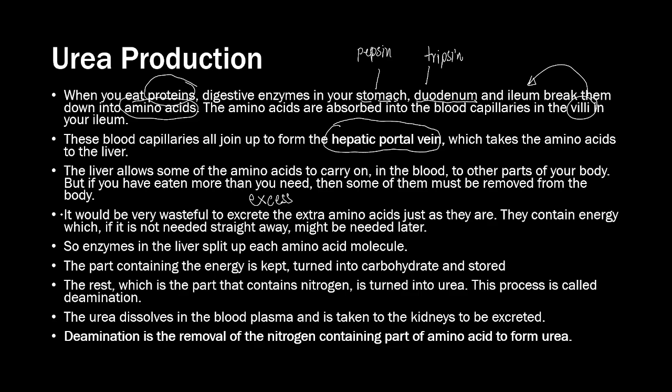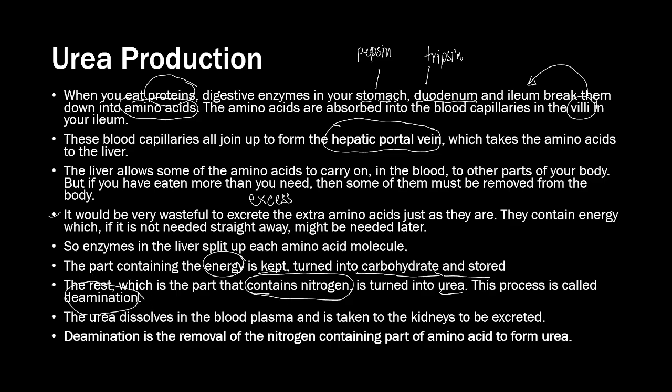So okay, let's read this. It will be very wasteful to excrete the extra amino acids just as they are. They contain energy, exactly. If it is not needed straight away, it might be needed later. So enzymes in the liver split up each amino acid molecule. The part containing the energy is kept, turning into carbohydrate and stored. The part that contains nitrogen, remember, is turned into urea, and this process is called deamination.